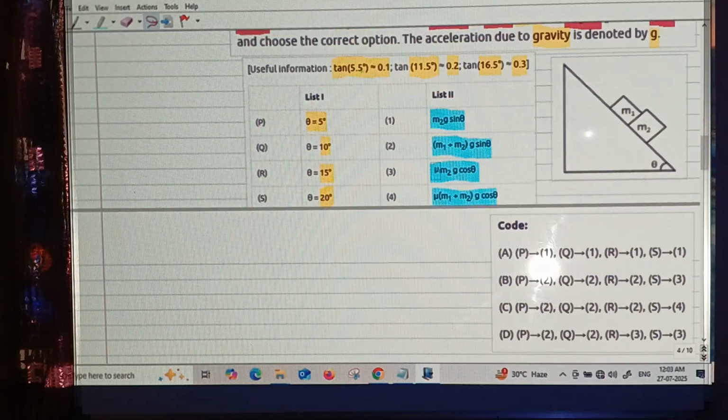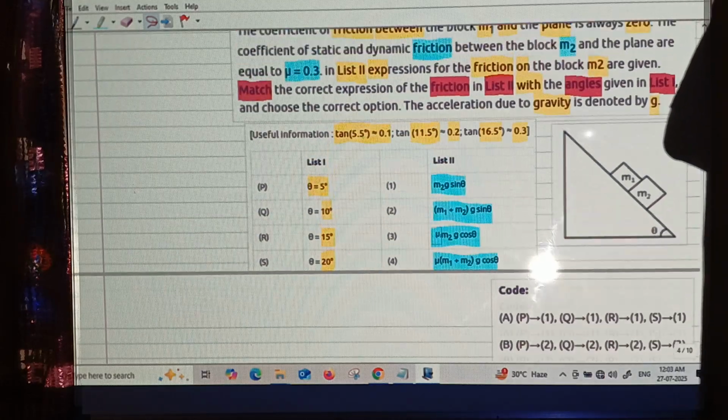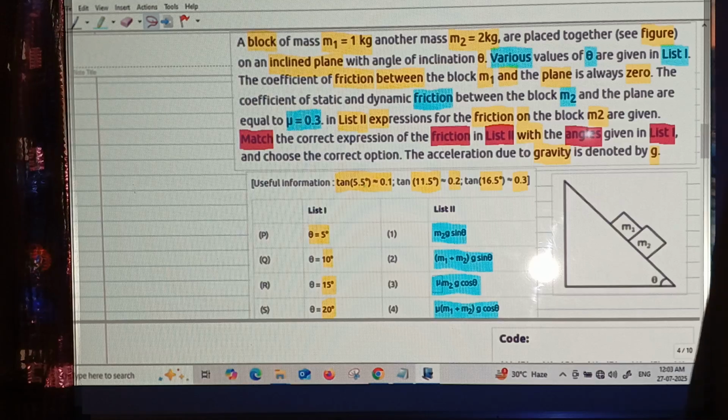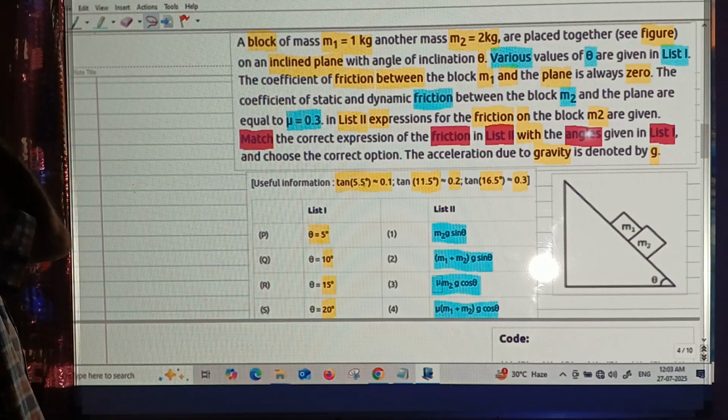And options A, B, C, D correspond to particular matchings. So you have to find the correct match and see which one matches with the correct option. You can pause and try this question. So this is a straightforward question.